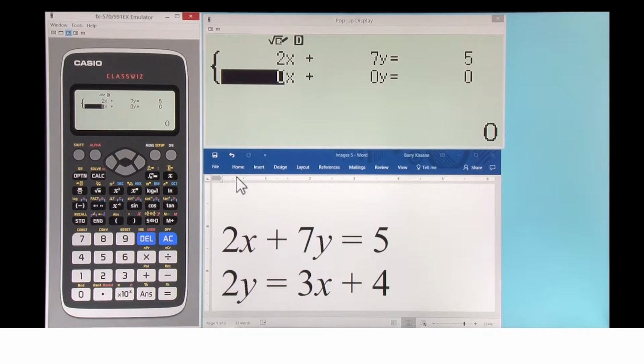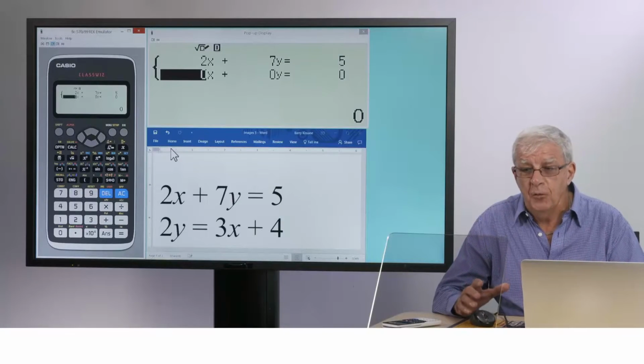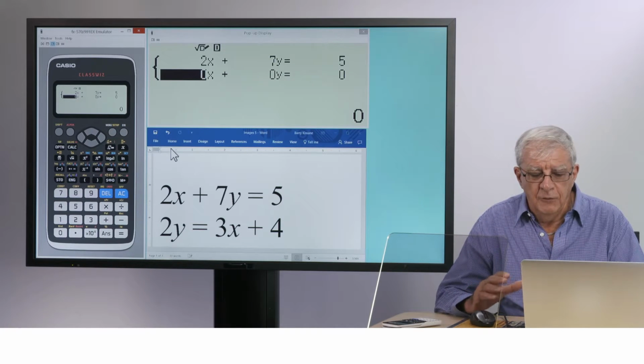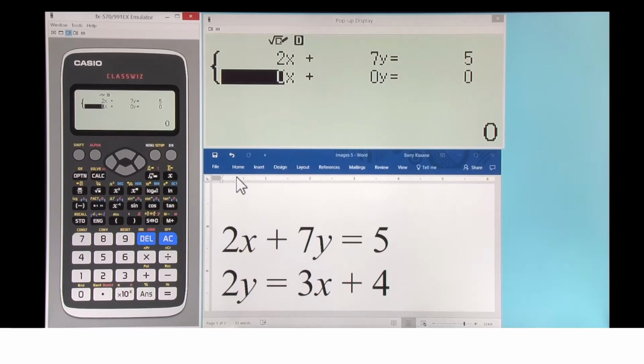The second equation, however, is written in a different form: 2y is equal to 3x, add 4. So to enter the coefficients here, we have to reimagine the equation as negative 3x, and students have to learn to do this in their head. Negative 3x, add 2y, so y is equal to 2, and the constant in that case is 4. So you can see the equations entered up here look a little bit different from the equations down here, but we've entered them in the way that ClassWiz demands.